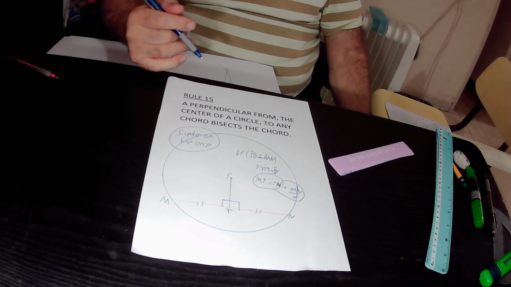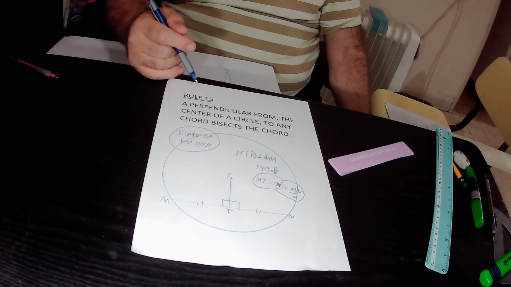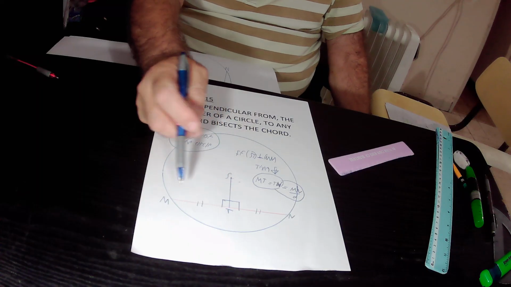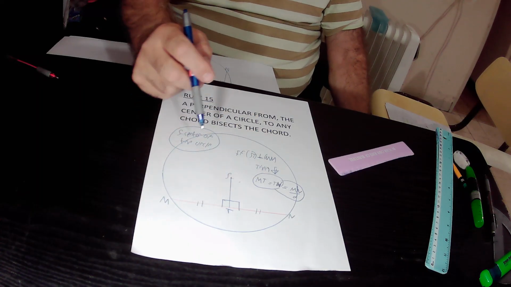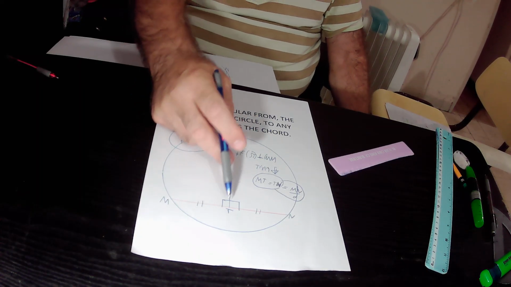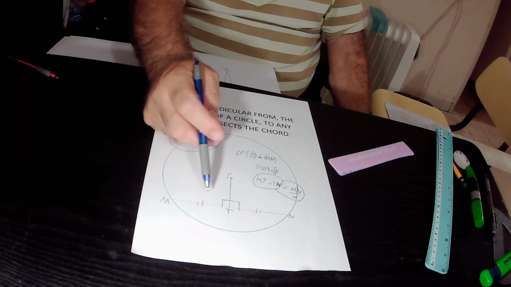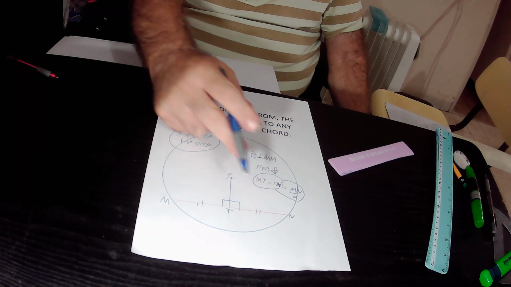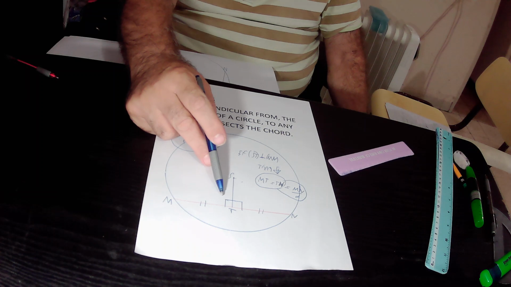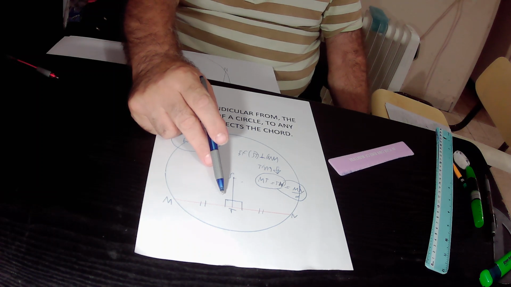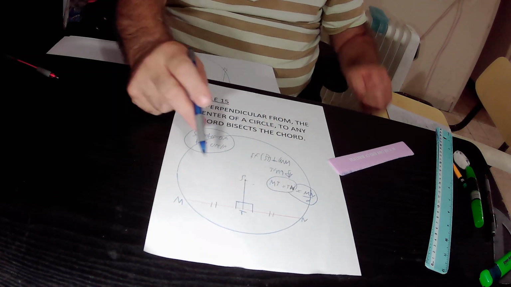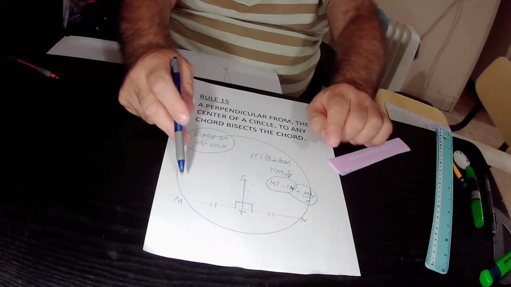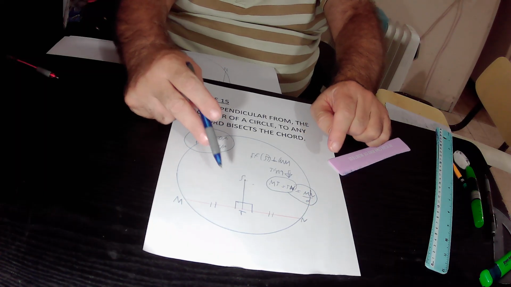According to rule 15, perpendicular ST bisects chord MN. That is to say, at point T, chord MN has been bisected into two halves. The first half is MT, and it is definitely equal to the second half TN. Each half must be equal to MN over 2, because MN has been bisected at point T.